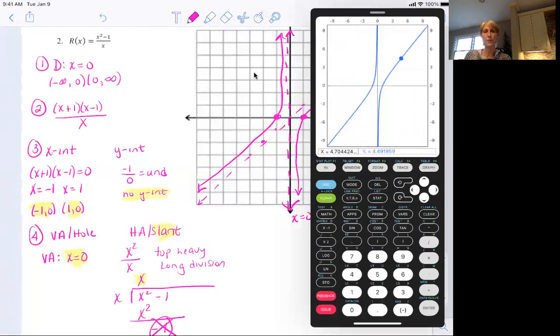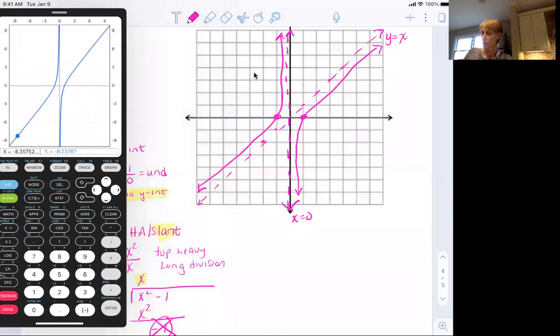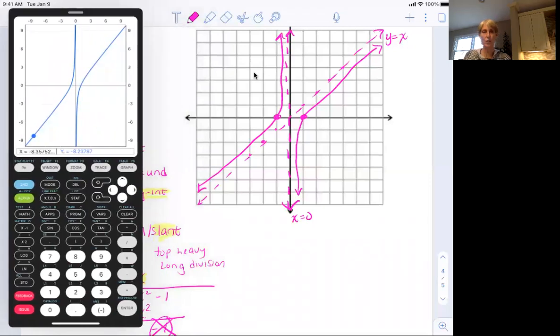And you see your picture. Your picture in your calculator matches the picture on your graph.